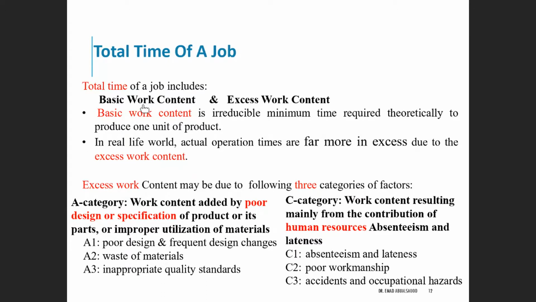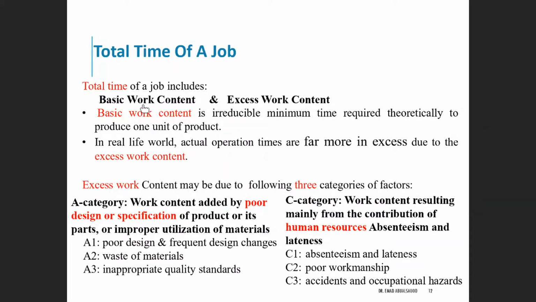So basic work, you can relate it to a job or a task, meaning a process or steps whose time you cannot change. This is the minimum time in which you can do that job.